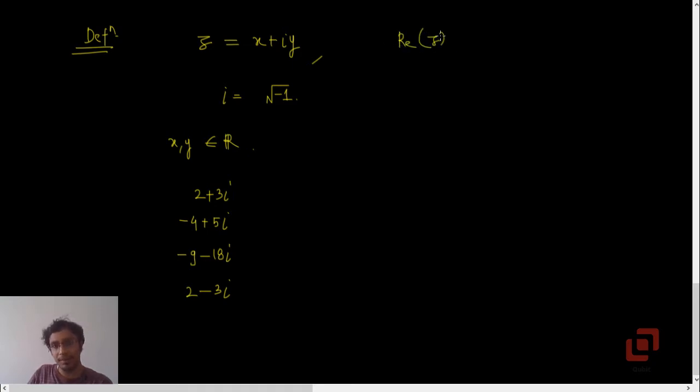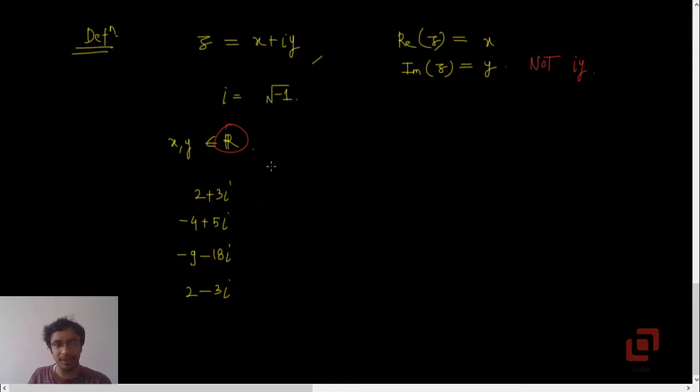Now with each complex number come two things. First is its real part, which is x, and then we have its imaginary part, which is y. Because both real and imaginary parts, x and y respectively, are real numbers, we cannot say that the imaginary part of z is iy. You have to say that the imaginary part of z is only y and not iy.